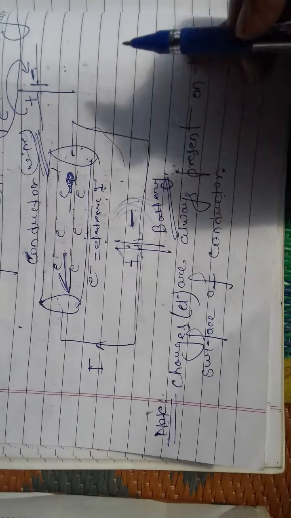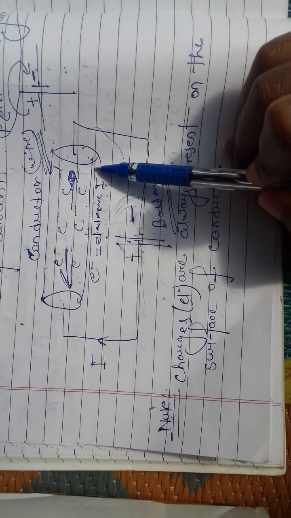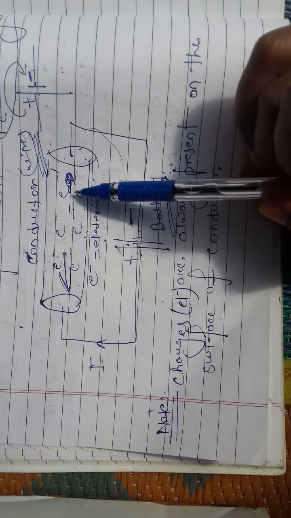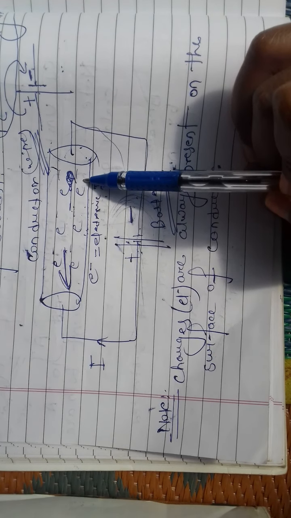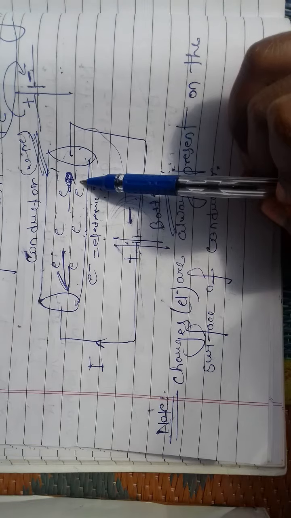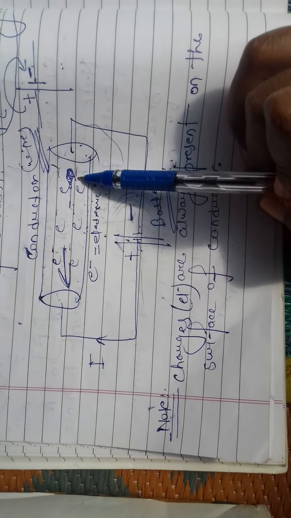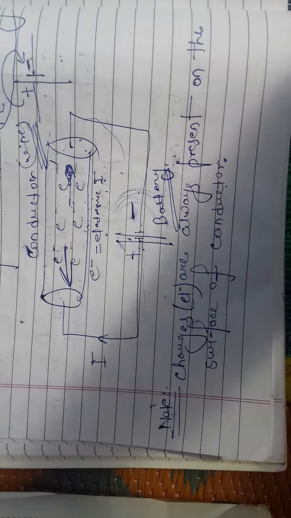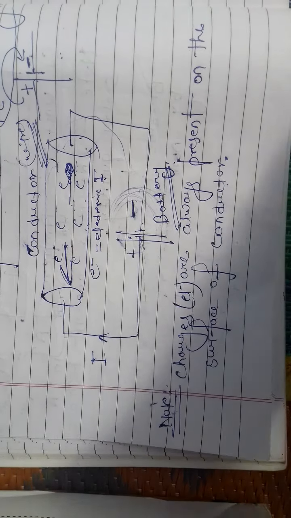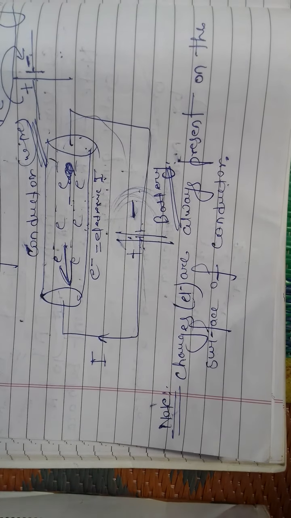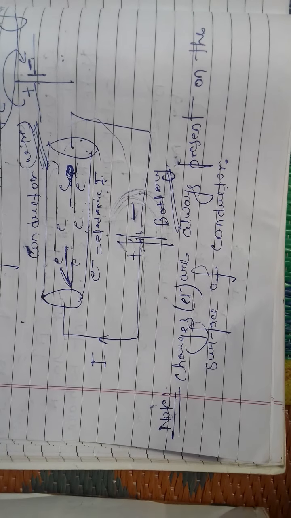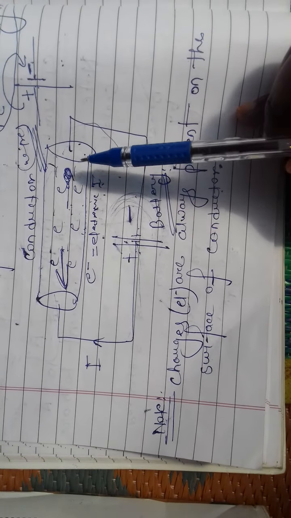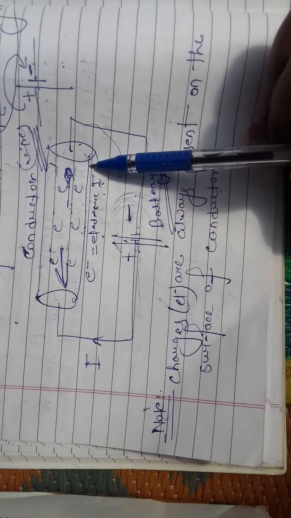How will we see this? Suppose this is a conducting wire. What is the shape of the wire? It is cylindrical. On this wire, the electrons are present on the surface. Electrons are always present on the surface of any conducting material, and inside the conductor the electric field is zero because no charges are present inside the conductor. So electrons or any type of charges are always present on the surface of the conductor.